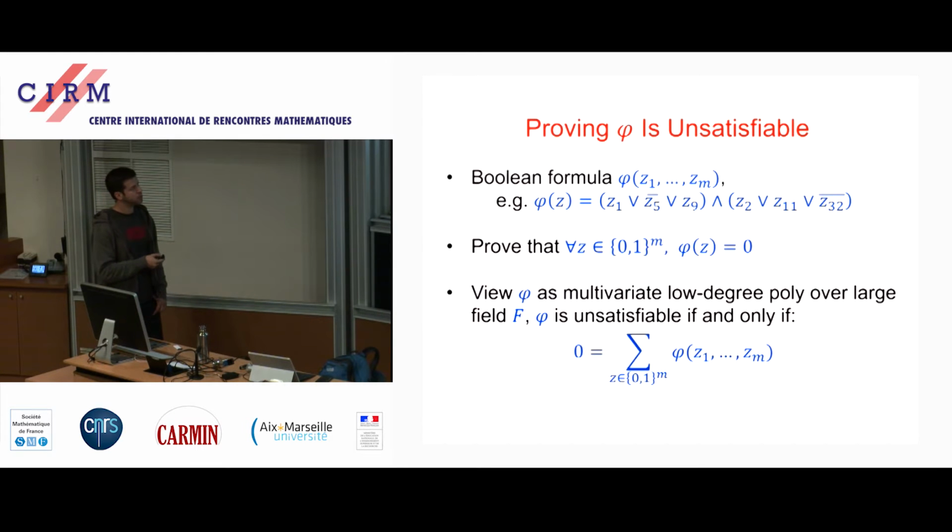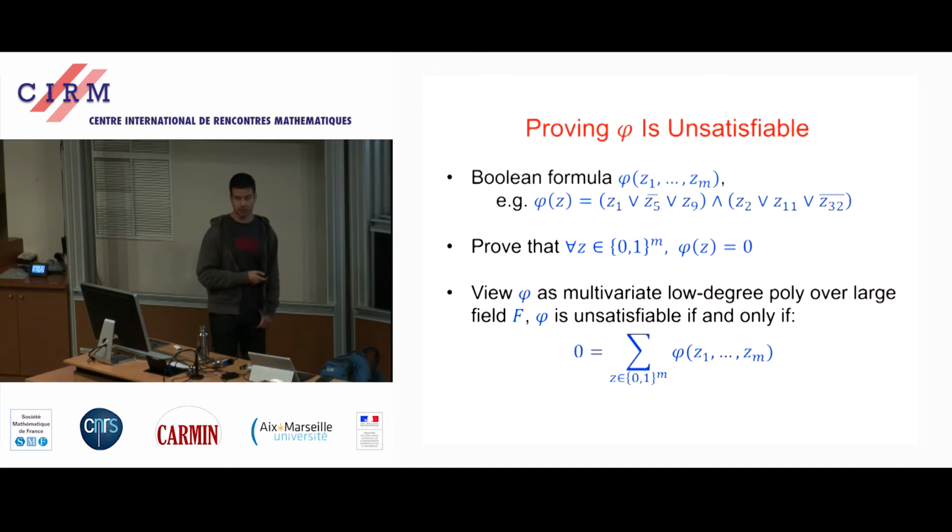So basically what the prover is going to do is prove that this big exponential sum is equal to 0. Computing this sum takes 2 to the m time, right? Because you have to enumerate over all the possible assignments.